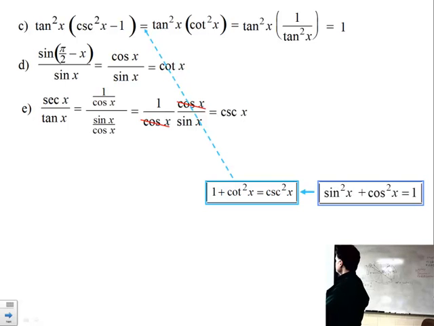Secant x over tan x, that's 1 over cosine divided by sine over cosine. The 1 over cosine cancel, and I'm left with 1 over sine, or cosecant of x.